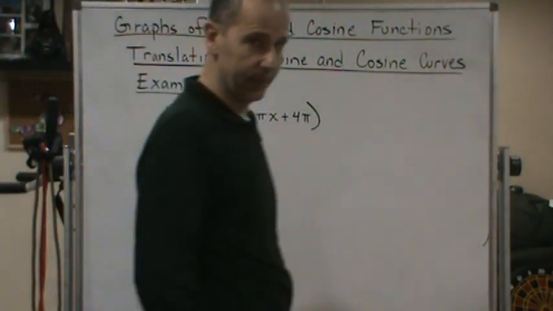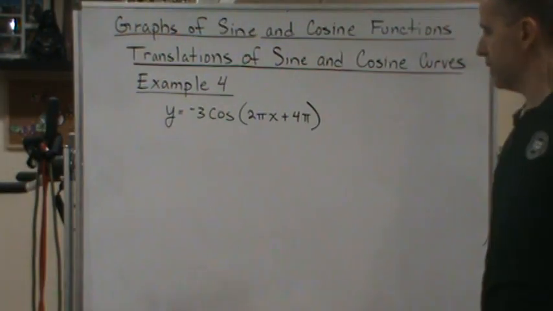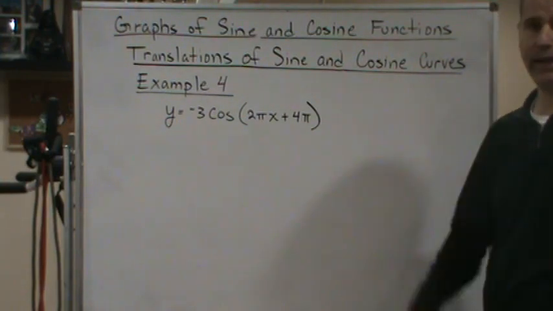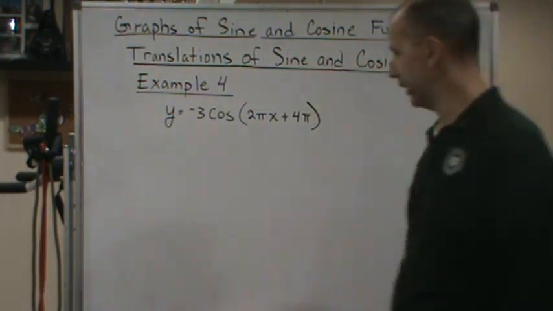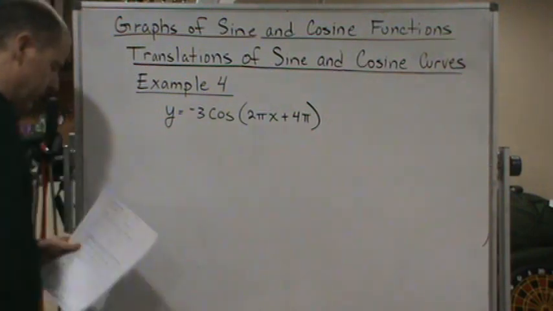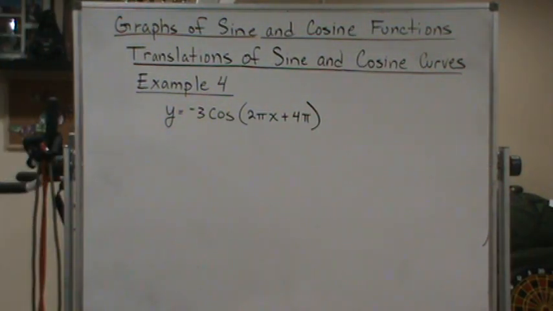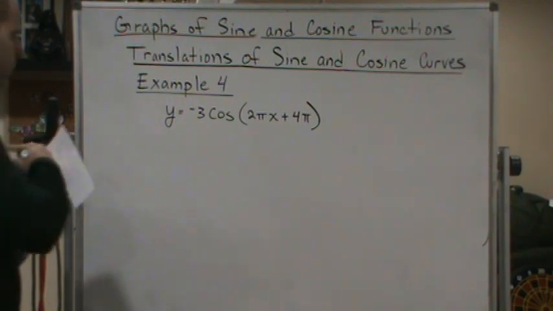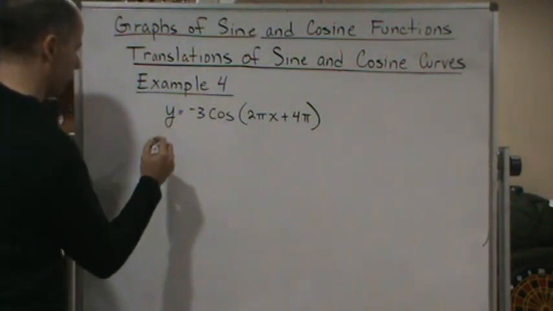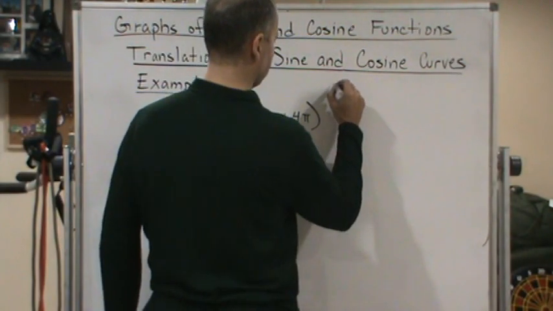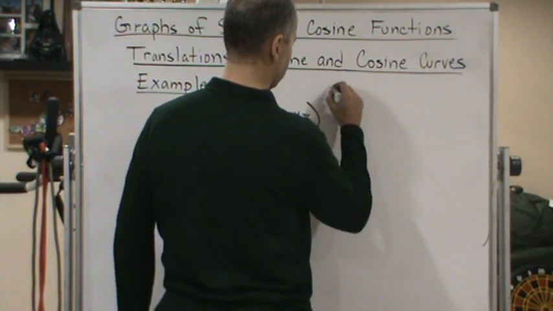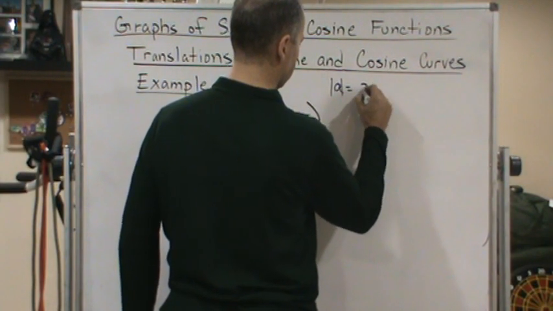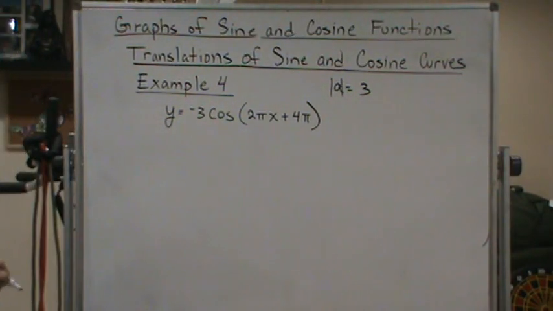Okay, now welcome back. Now we're going to do another example. This time we're going to sketch this graph. We're going to analyze it and sketch it. Okay, so we know the amplitude here is 3. Right? So the amplitude is 3.